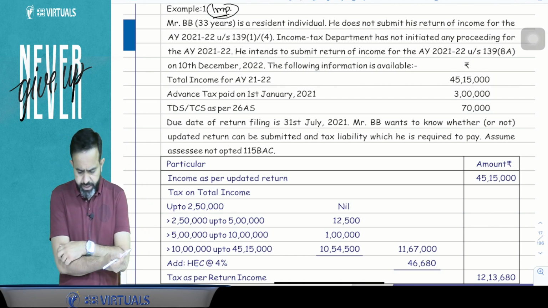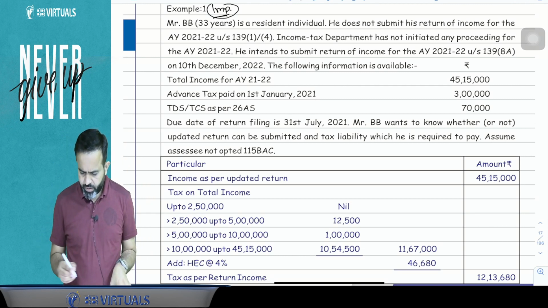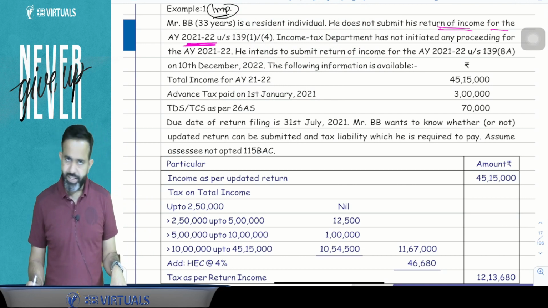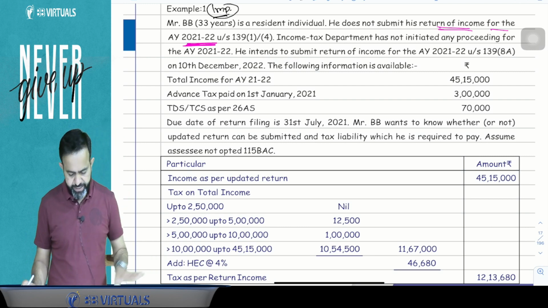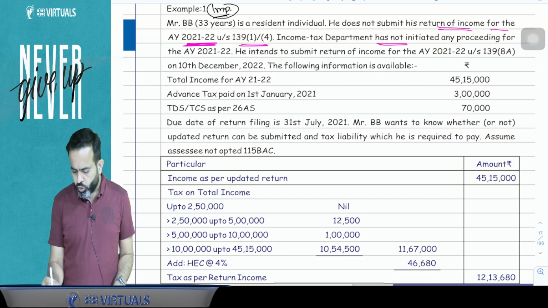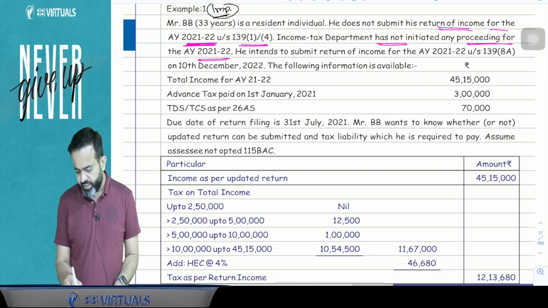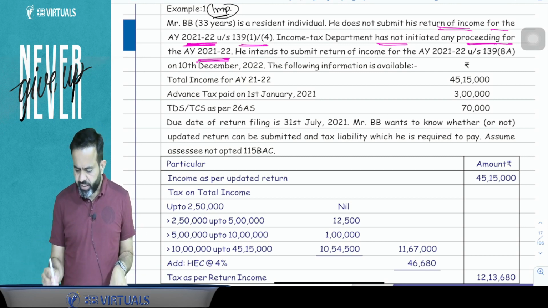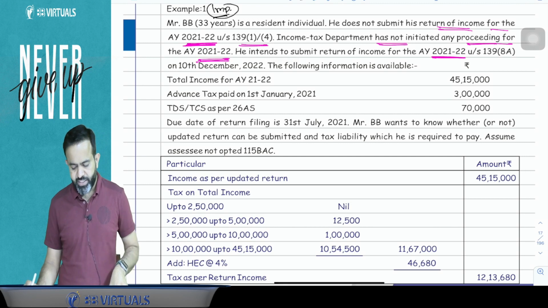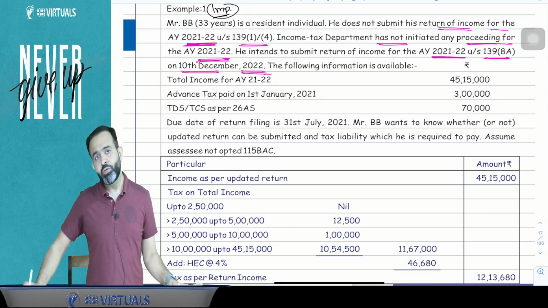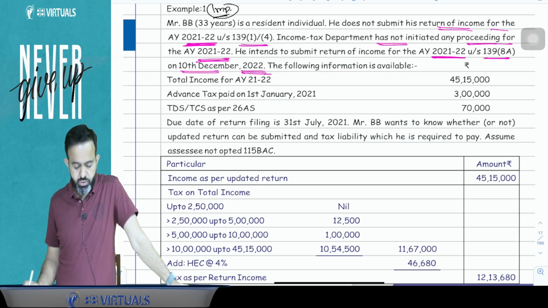BB, 33 years of age, is a resident individual. Suppose he has not submitted his return of income for the assessment year 21-22. So for assessment year 21-22, he has not filed any return under section 139(1) or 139(4). The income tax department has not initiated any proceeding for the assessment year 21-22. There is no assessment pending or completed. He intends to submit the return of income for assessment year 21-22 under section 139(8A) on 10 December 2022. So I wish to file the updated return on 10 December 2022.